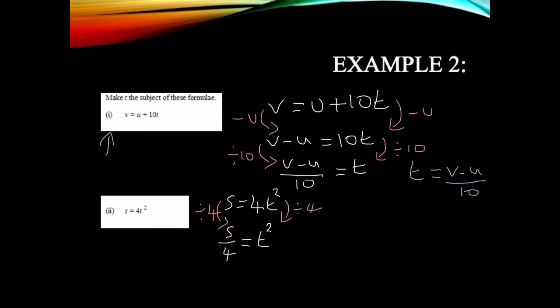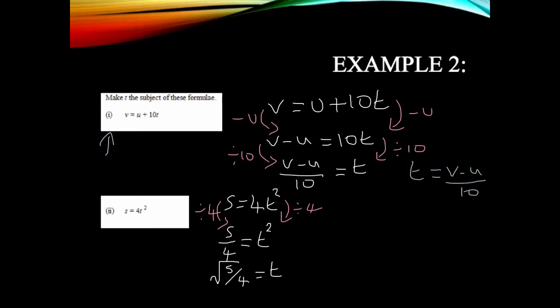Now, every other time I've done this, I've undone something. So last time it was 4 multiplied by. Here I've undone the multiply by dividing by. It's called the inverse operator. We're going to do exactly the same here. We're going to find the inverse of t squared. Now the inverse of squaring is square rooting. So here we're going to square root everything. So now I've got square root of s over 4 equals t.